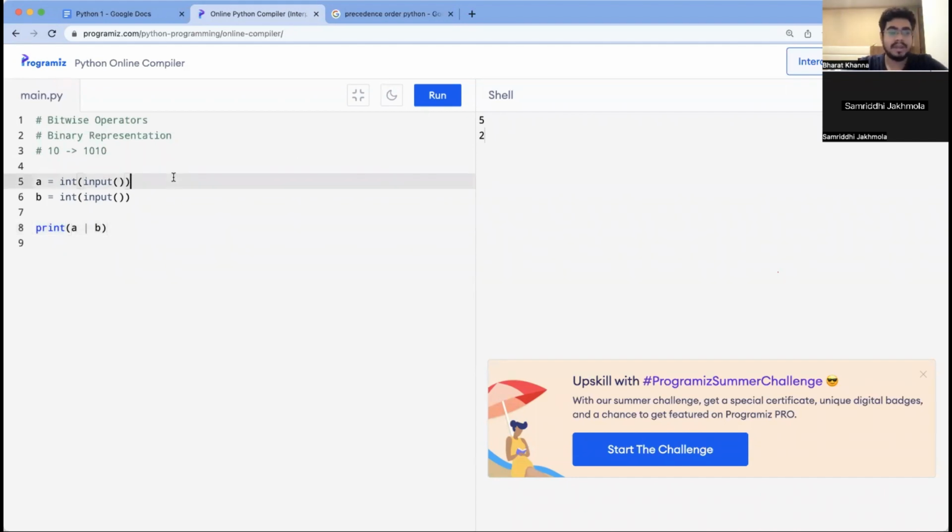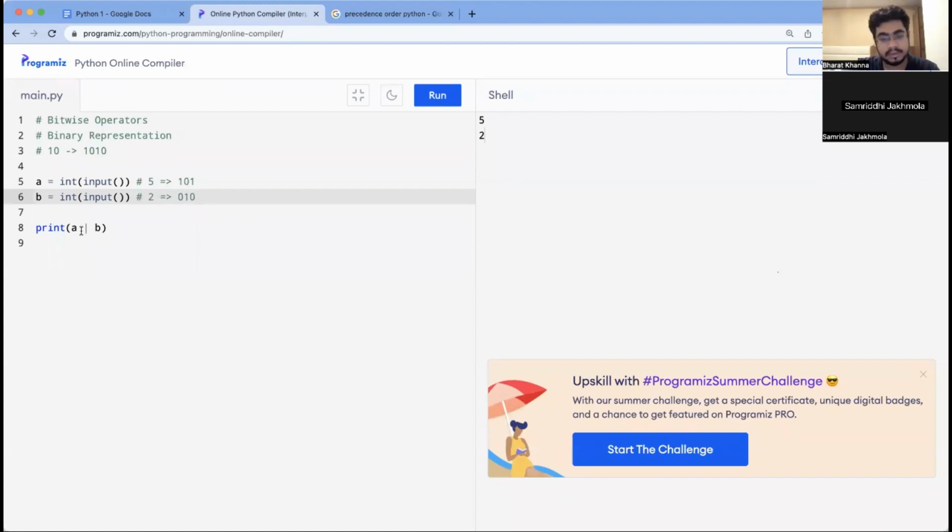So let's represent the binary representation. Let's say this is 5. So 5 is what in binary? 4 plus 1. And 2 is what? This. So what will be there? OR gives 111, which is 7. Does everyone agree with this?